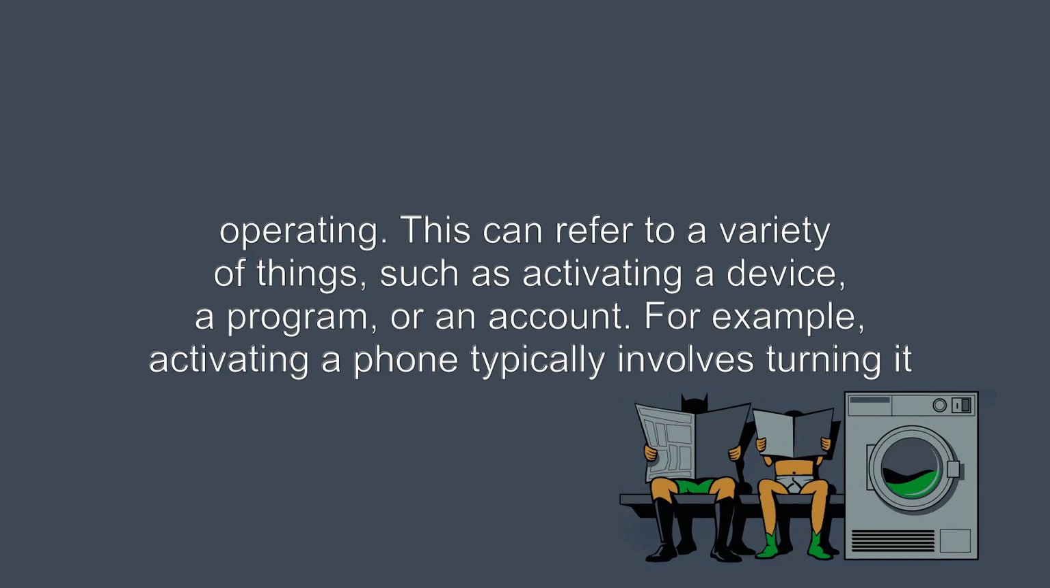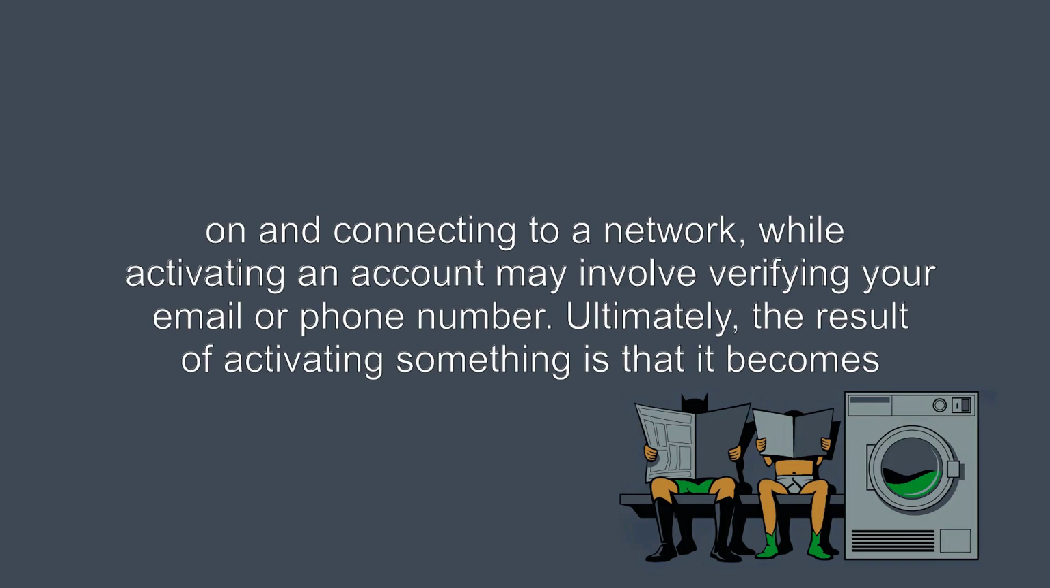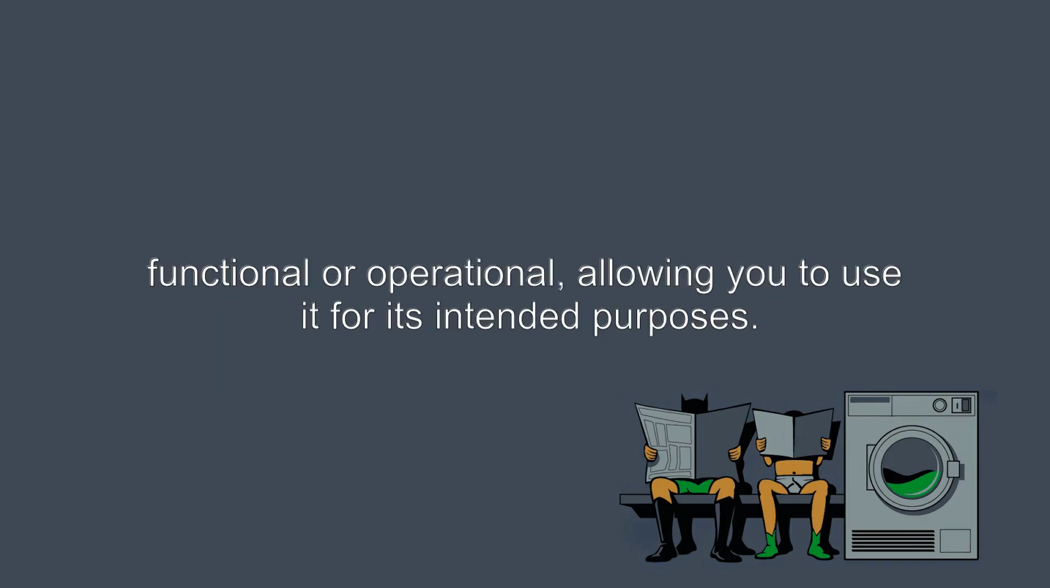For example, activating a phone typically involves turning it on and connecting to a network, while activating an account may involve verifying your email or phone number. Ultimately, the result of activating something is that it becomes functional or operational, allowing you to use it for its intended purposes.